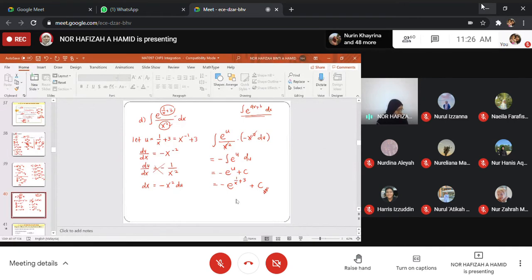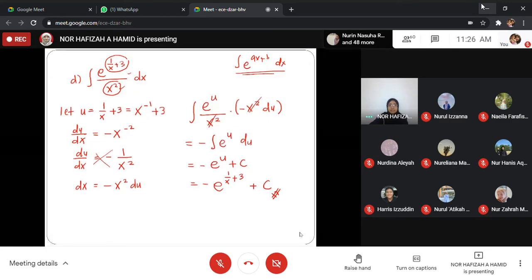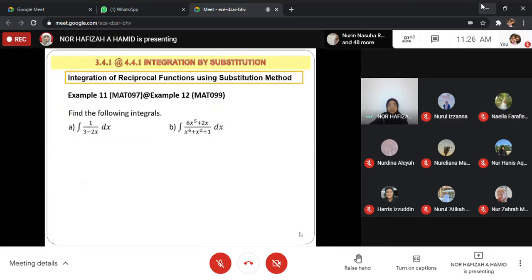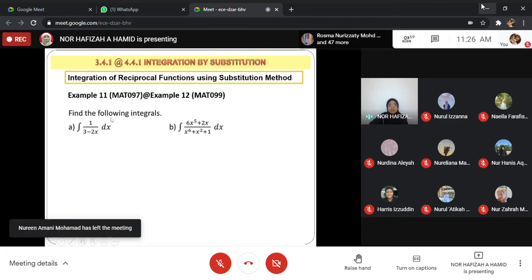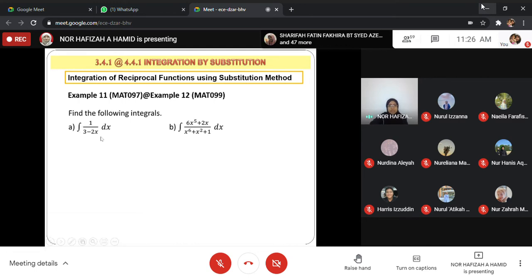Next, saya nak masuk integrations of reciprocal function using substitution method. So reciprocal function ni sama juga macam fraction lah. Okay, lepas tu you have example 11. Find the following integrals. For A, you need to integrate 1 over 3 minus 2x dx.